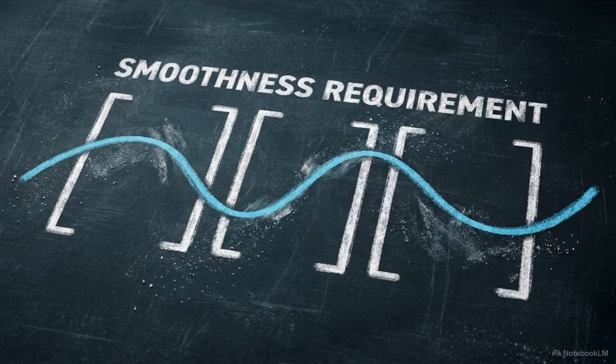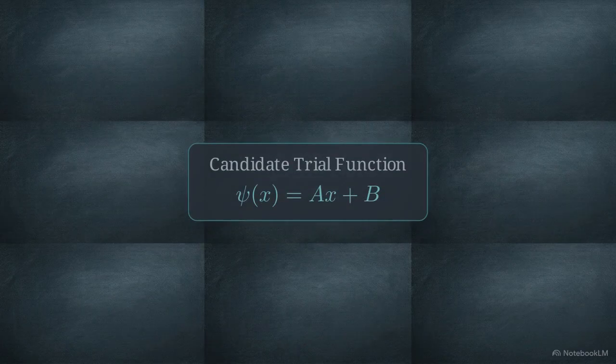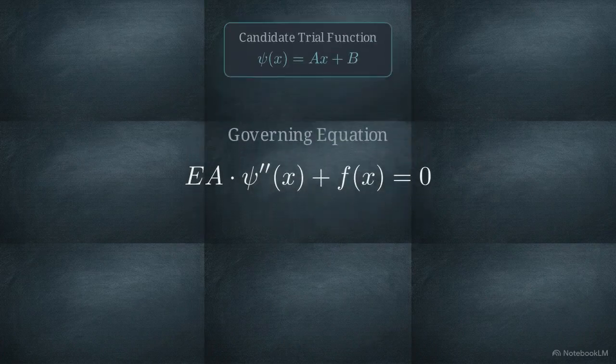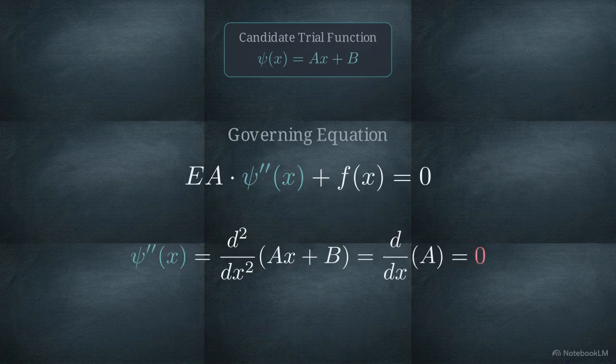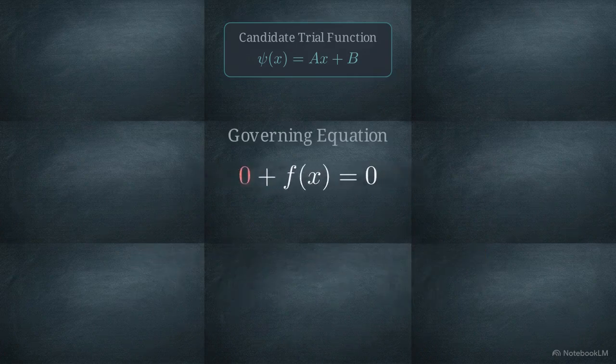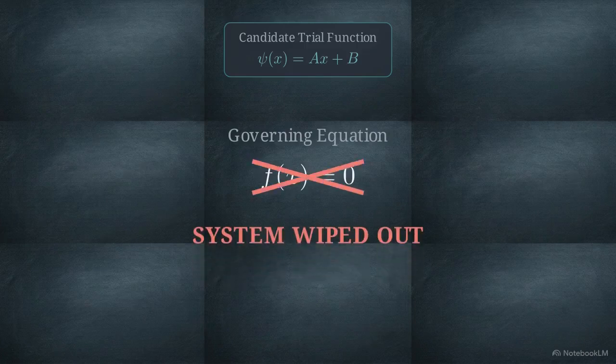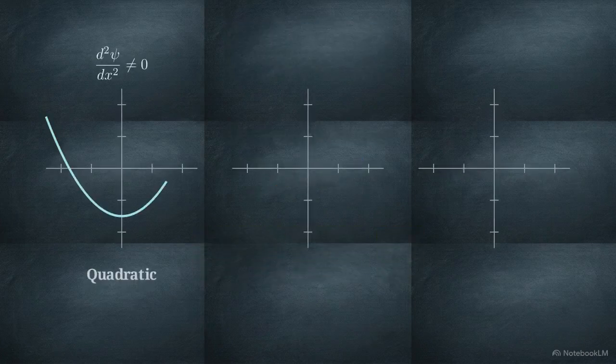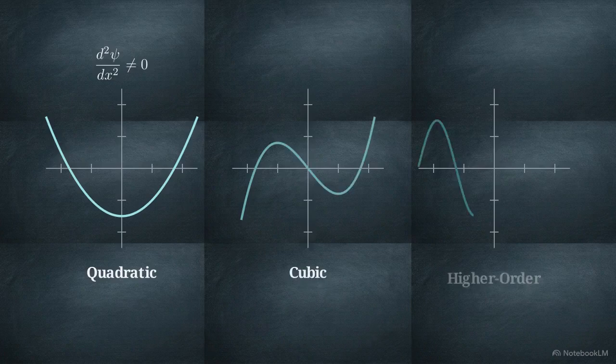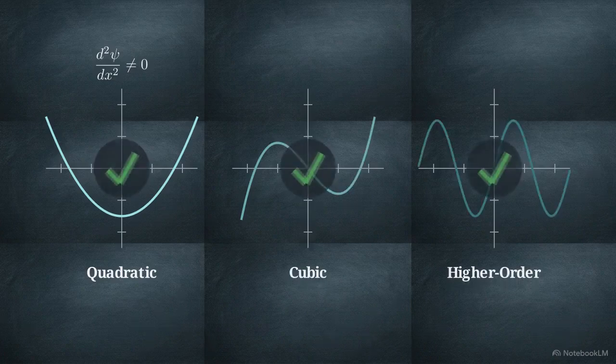Second, the trial functions must be sufficiently differentiable to survive being plugged into the governing equation. If we try to use a simple linear function, like ax plus b, we hit an immediate dead end. The governing equation for our bar requires a second derivative. Differentiating a linear function twice yields 0, mathematically wiping out the entire system. To get a non-zero result, we must choose quadratic, cubic, or higher-order functions to act as our valid trial functions.